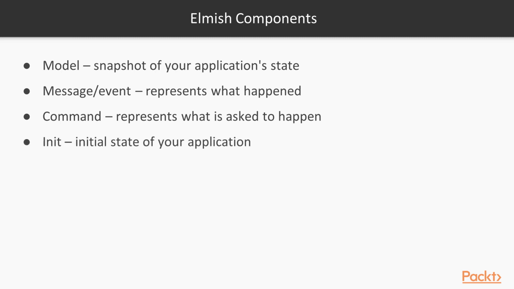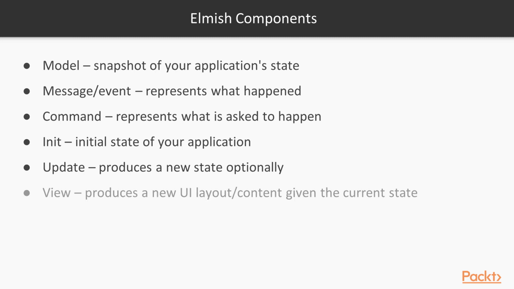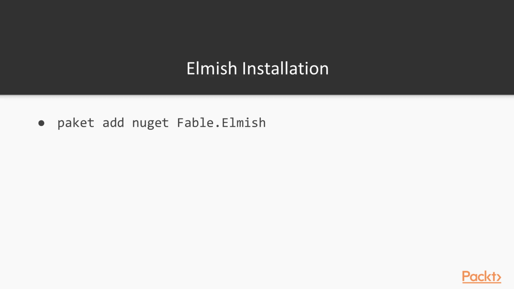The init function is called when your application starts and returns the initial state of your application. The update function is perhaps one of the most important; it produces a new state and optionally new commands to process. The view is our UI, so it's a function that takes a state and generates a new UI. And finally, the program combines all of the above as the bootstrapper. To get started with Elmish, we can utilize the fable.elmish package.